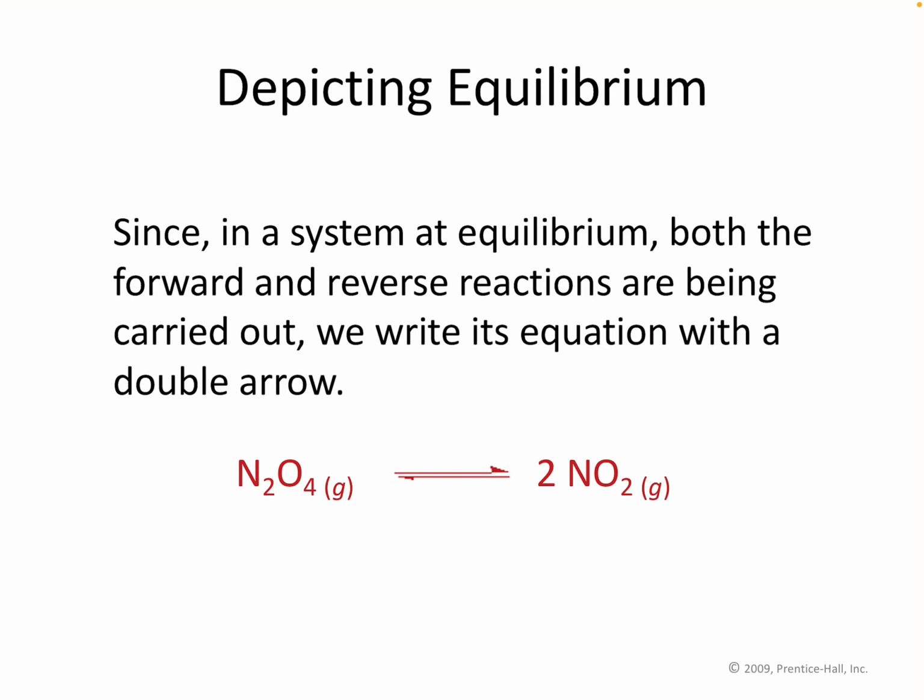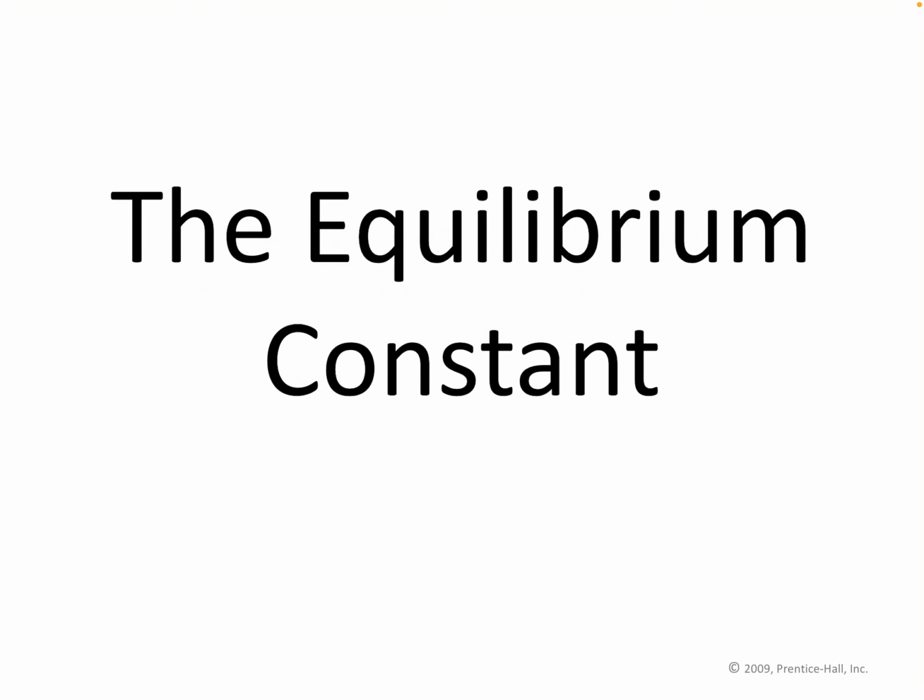That's new notation that we probably didn't really talk about in General Chemistry 1. Okay, so that says what I just mentioned. In a system at equilibrium, both the forward and reverse reactions are being carried out. We write the reaction with a double arrow like that. Not a resonance arrow where we're pointing at both structures, but a forward half arrow and a reverse half arrow.